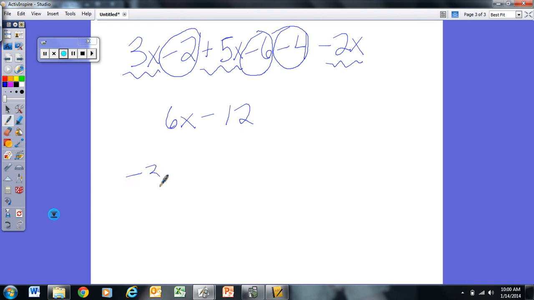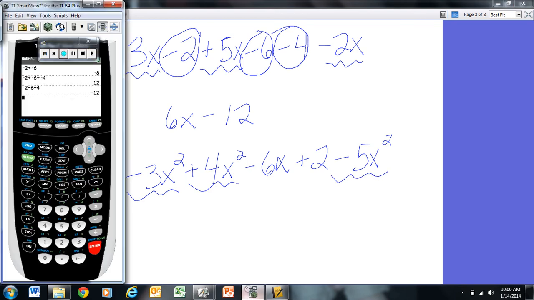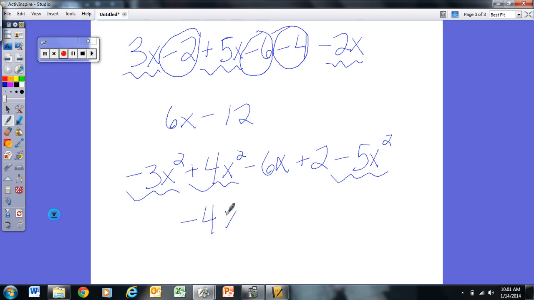Alright, one more example and then I think you're ready to go combine some like terms. We have a negative 3, a positive 4, and a negative 5x squared. So on my calculator I'm going to do negative 3 plus 4 minus 5, because those are the coefficients of the x squareds. I could have done plus negative 5, same thing. I get a negative 4x squared, and then negative 6x doesn't have any like terms, and positive 2 doesn't have any like terms. So that's it.